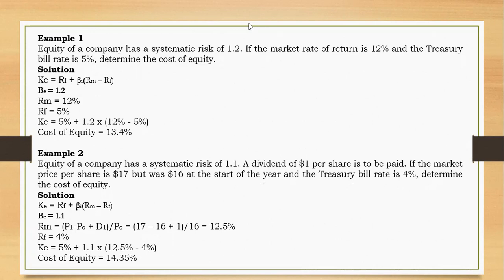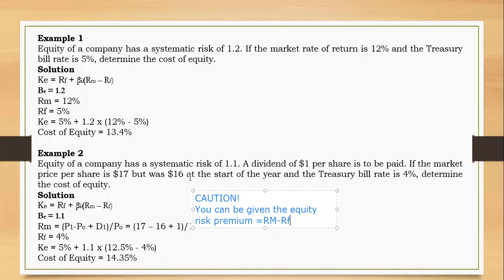Now you have to note one thing. Let me just give you a caution. So be careful about what I'm about to speak of. You can be given the equity risk premium. If you are given the equity risk premium, that means you already have RM minus RF. So just plug it directly into the solution. Do not waste your time.